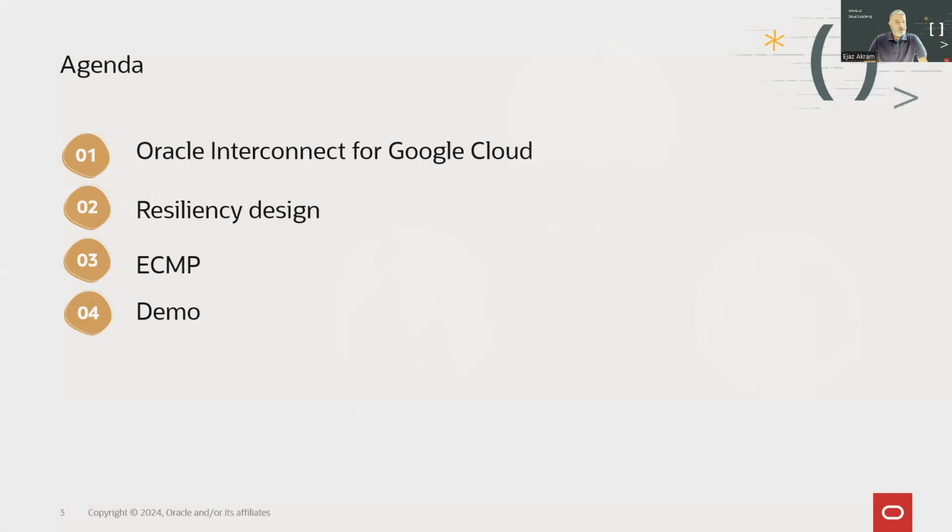So let me quickly go through the agenda for today. In today's session, we'll have a good overview of the service, the Oracle Interconnect for Google Cloud. We'll look into the resiliency design, which is how and what we can achieve. Then we will cover the ECMP option as well, how to enable it and what we can get. And finally, we will conclude with a demo to showcase how easily and quickly you can build the service and start using it.